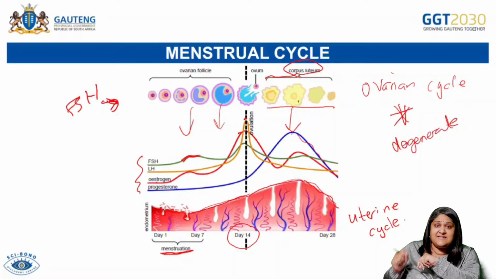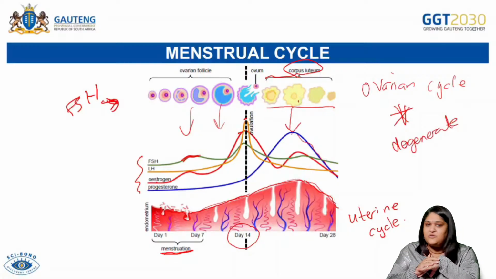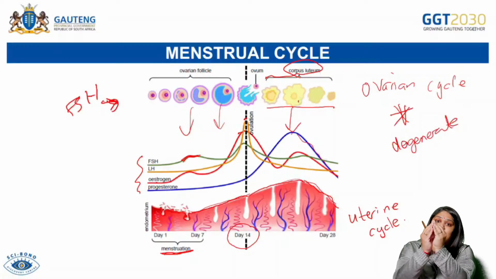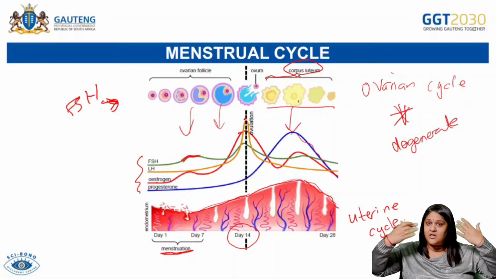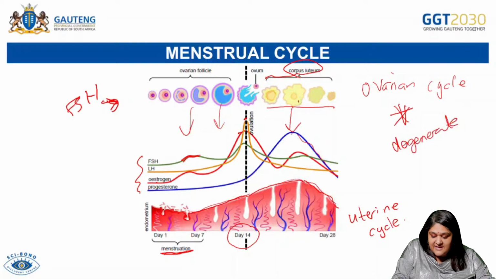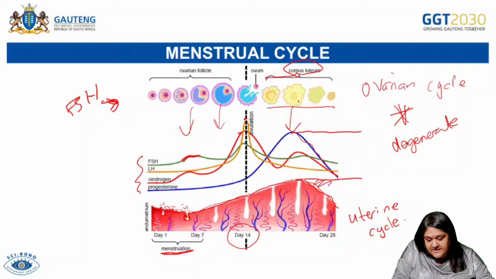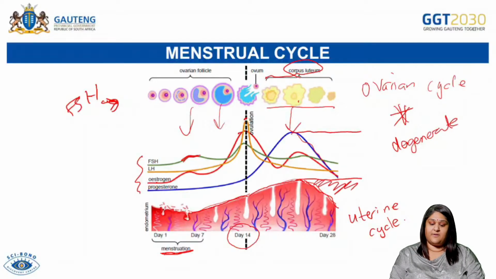Which means that we need that endometrium, which means that we need progesterone, which means the corpus luteum cannot degenerate. It has to stay intact so that it can carry on secreting lots of progesterone to maintain the endometrium lining. And that's when this graph will look a bit different. The progesterone will still be high and the endometrium will also still be thick if pregnancy occurs.